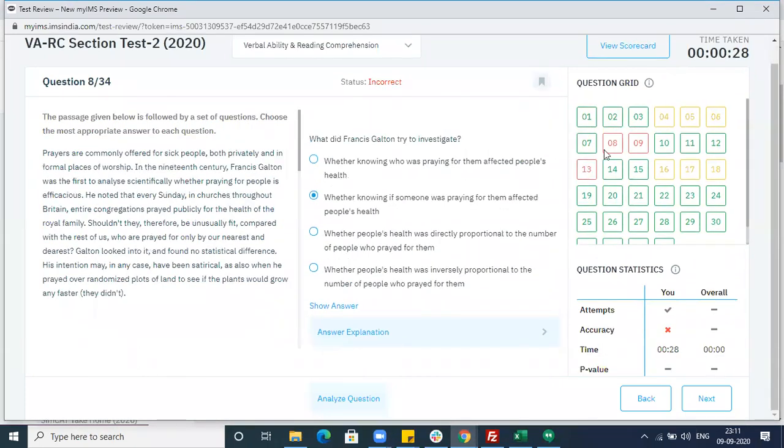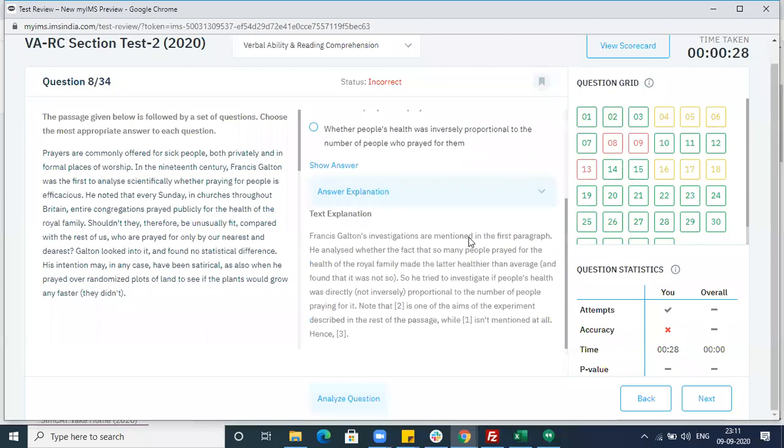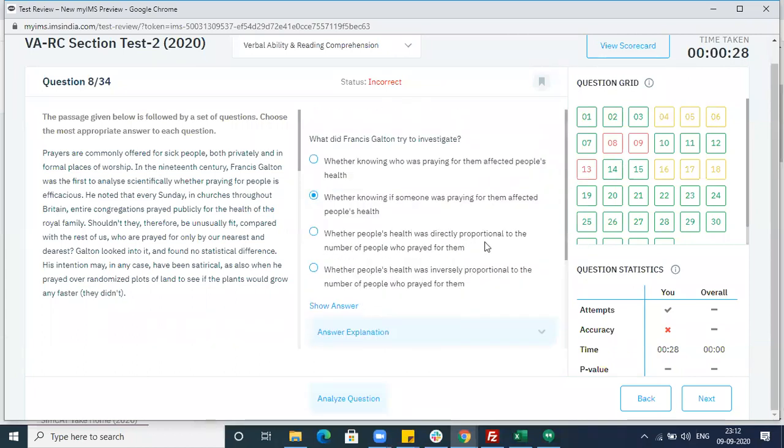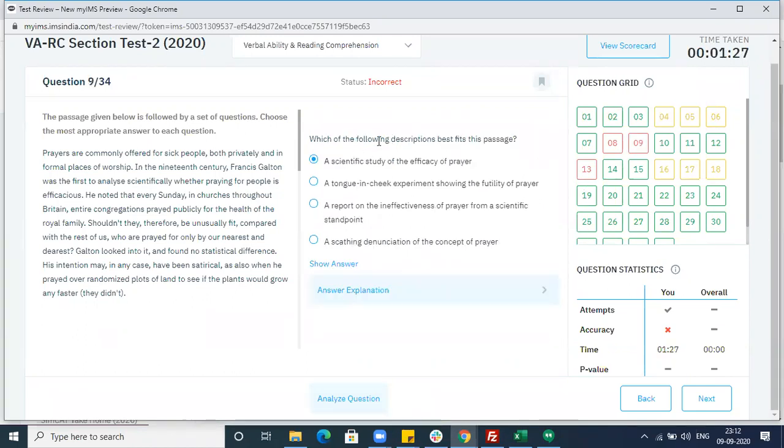Here we go, guys. I got 3 questions wrong. Third question: what is Francis Galton trying to investigate? Whether knowing if someone is praying for them affected people's health. What was the answer? The people who were directly proportional to the number of people who prayed for them. Okay. I already had doubts about this one. Scientific study of the efficacy of prayer. What is the answer? 3. Let's go to the report.